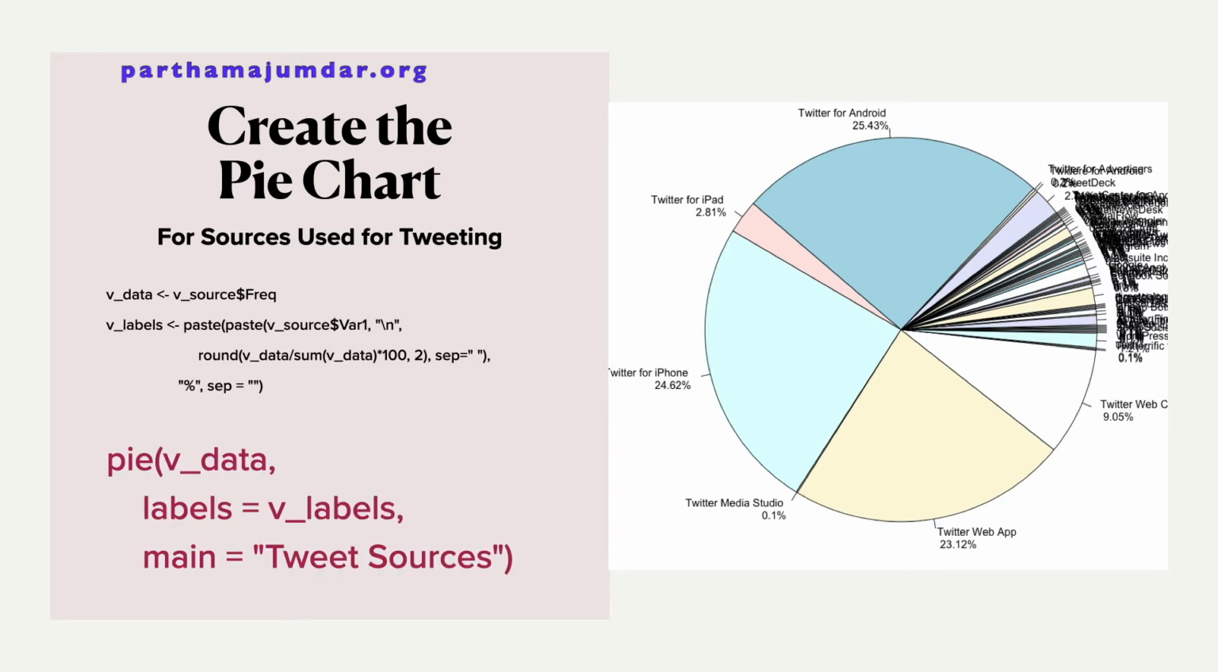For creating the pie chart, we will use the pie function. To the pie function, we will provide the data, which is the frequencies of the different devices used, and for the labels, we will give the name of the device and the percentage of the pie that this particular device occupies. So you can see a sample output on the right hand side. So now let's head to RStudio and see this code in action.